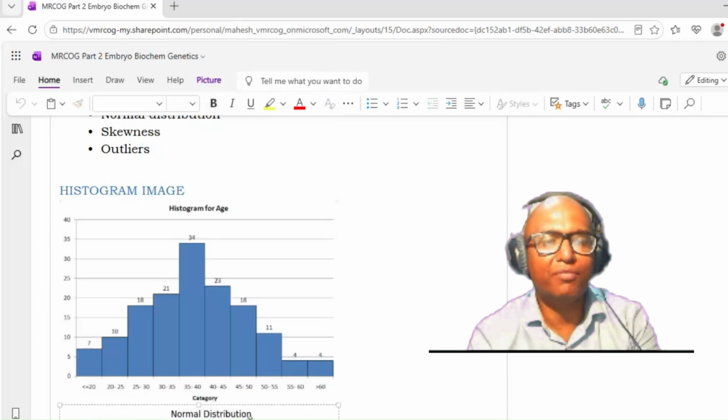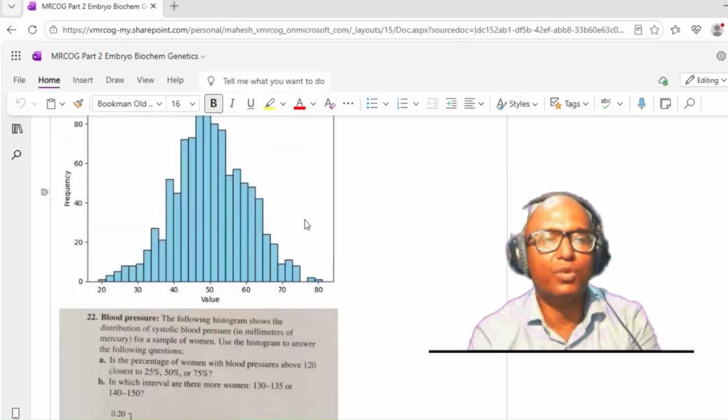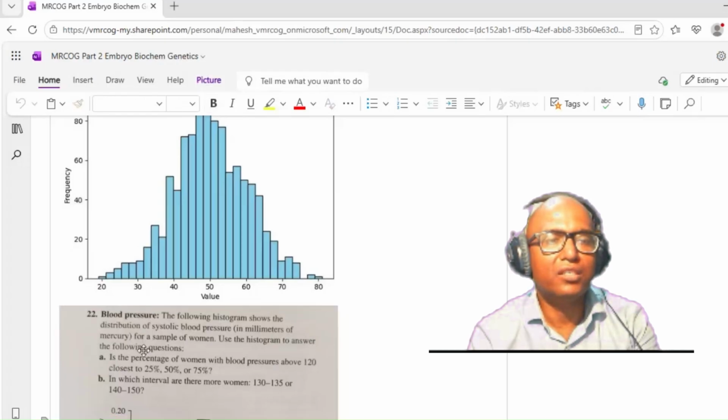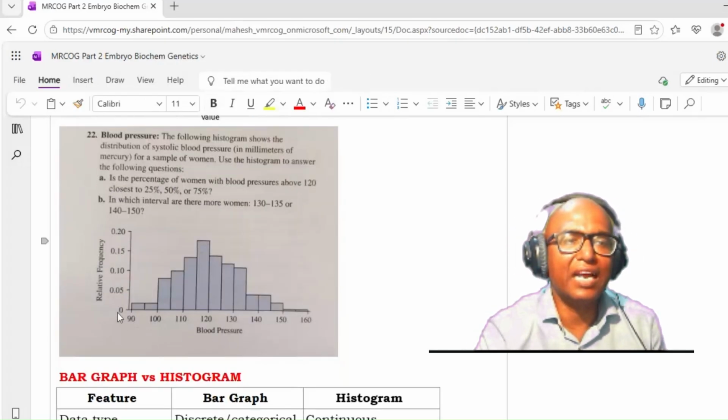Then you have the normal distribution, another example. This is the frequency, and here there are values. This is another third example where the blood pressure is taken on the x-axis and the frequency is given on the y-axis.